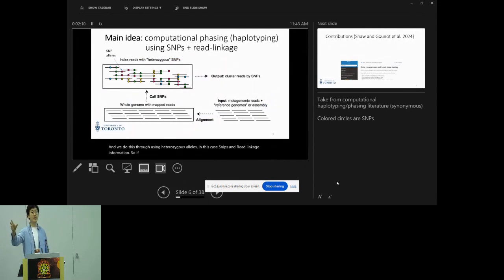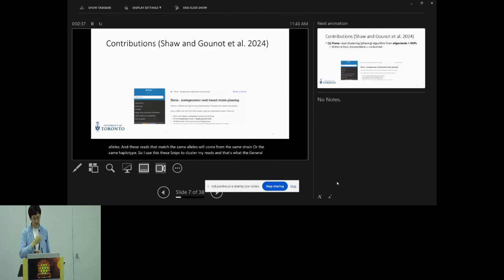So if I have some reads, I can map the reads onto a reference genome. I can call SNPs, call variants. And the idea is if I have heterozygous alleles and reads that span more than one heterozygous allele, I can link these reads together so that they all match the same alleles. And these reads that match the same alleles will come from the same strain or the same haplotype. So I use these SNPs to cluster my reads. And that's what the general idea of this talk will be about.